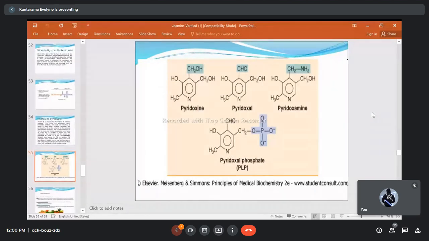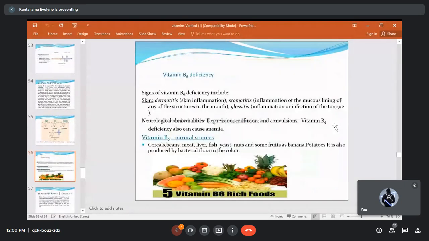Here we have different forms of pyridoxine. We have pyridoxine, pyridoxal, and pyridoxamine, and this is pyridoxal phosphate, and this is a part of enzymes, most of the enzymes involved in the metabolism of nitrogen and synthesis of hemoglobin. Vitamin B6 deficiency.